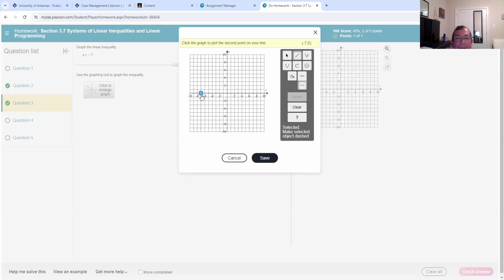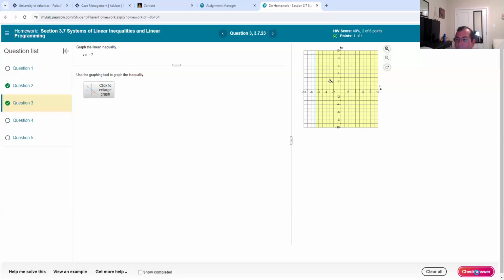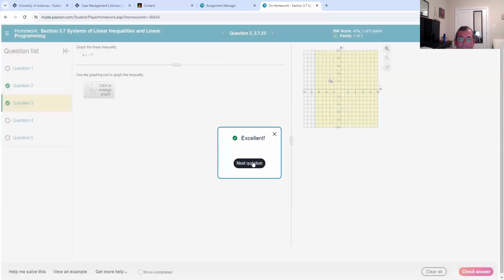Now we know these are vertical lines, so you can either go up or down at that point. So I'll just go up a little bit, click my line. It's still greater than, so watch this. I'm going to click my paint can and click to the right side of the line. So any x value that is shaded is now greater than the x value of negative 7. So you save that, and you'll check your answer.